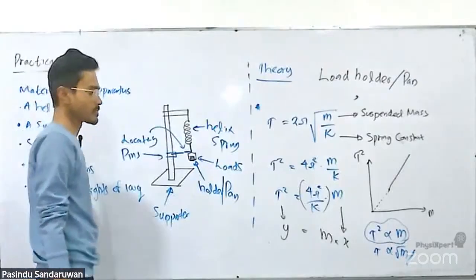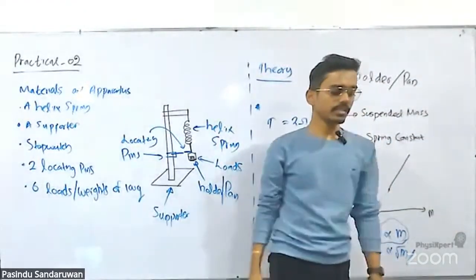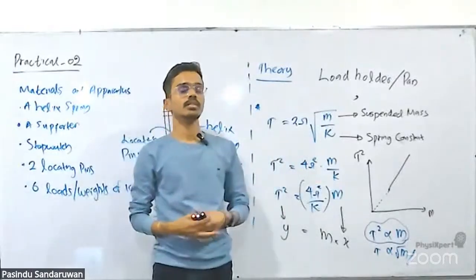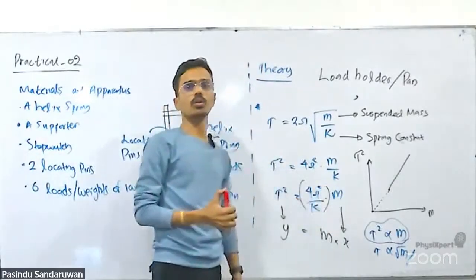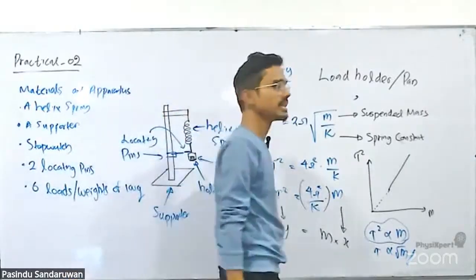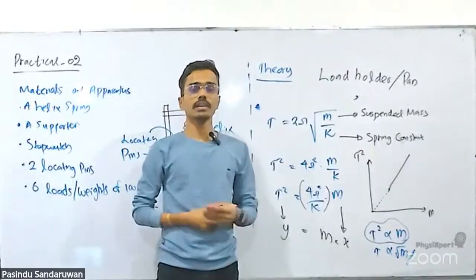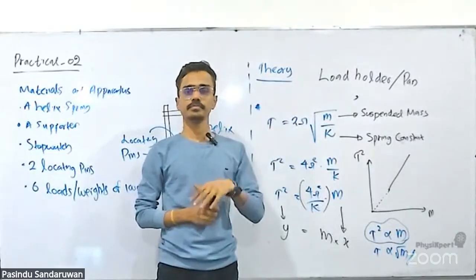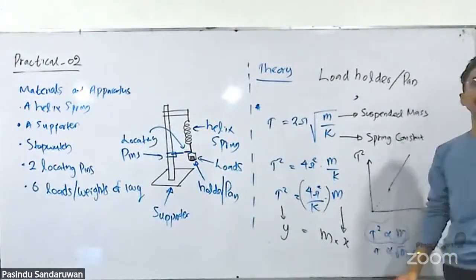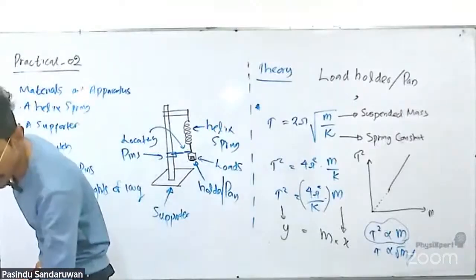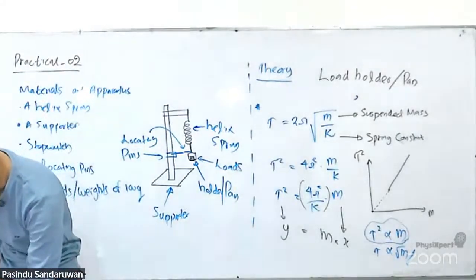Next point. Measure the time taken for 20 or 25 oscillations, as the percentage error is maintained at less than 1%.